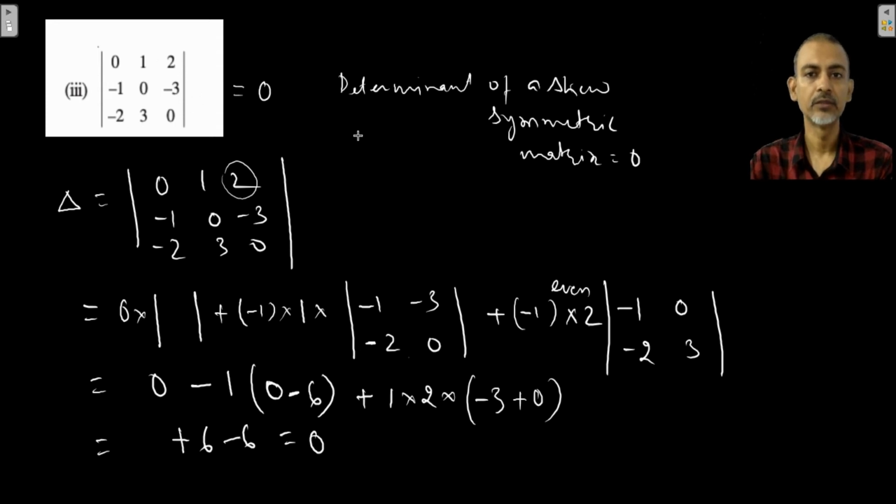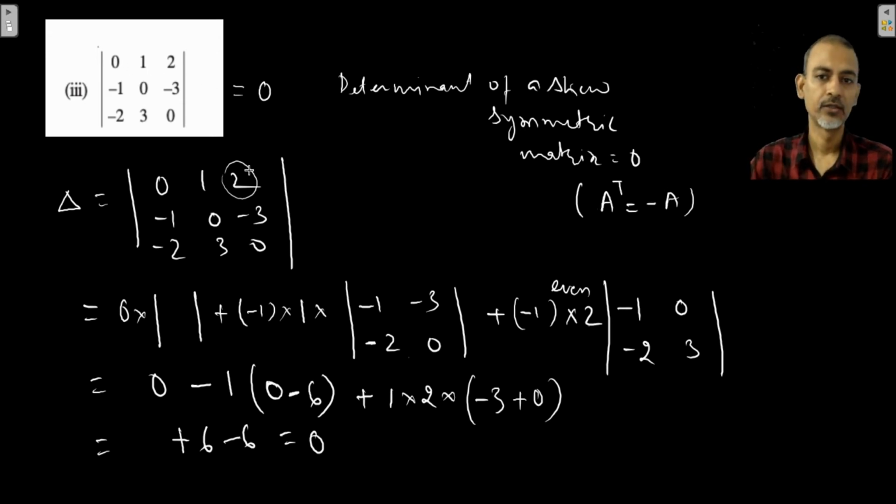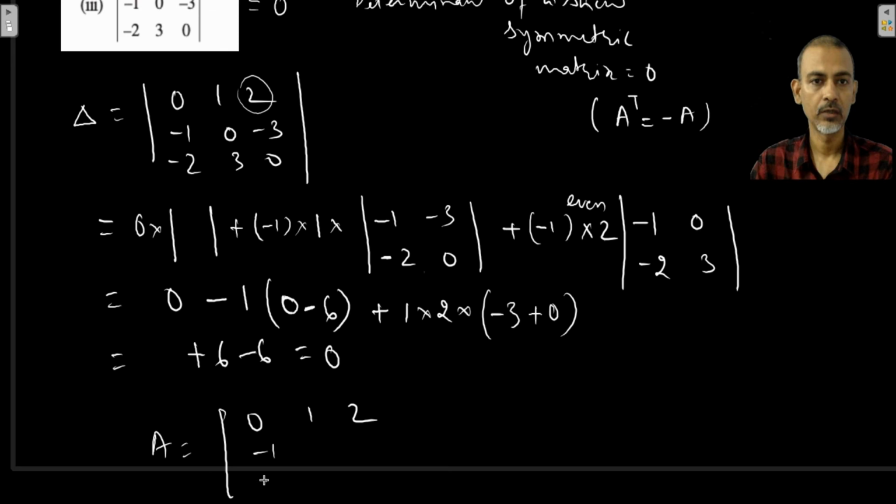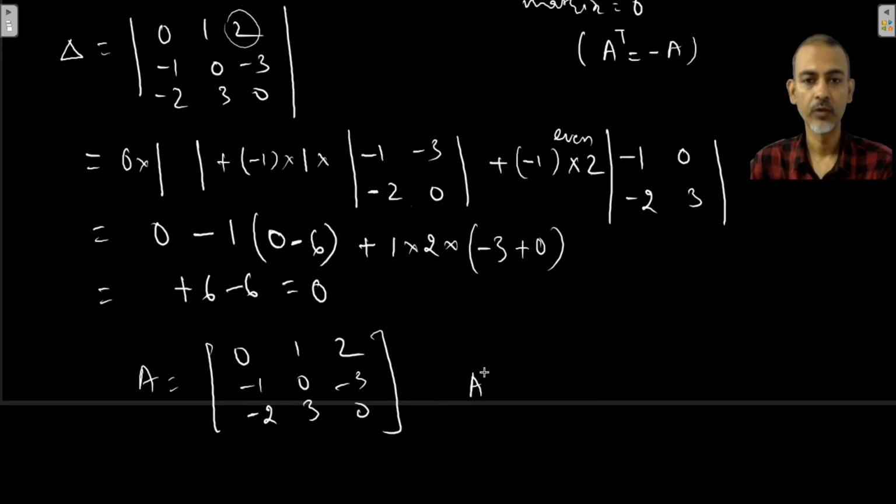If you remember, a skew symmetric matrix is when you have A transpose equals minus A. If A is your matrix, and you take its transpose and it equals minus A, then it is called a skew symmetric matrix. So let's see what I meant by that. If this is my matrix, 0, 1, 2, minus 1, 0, minus 3, minus 2, 3 and 0, and I take a transpose of it, what would be my transpose?